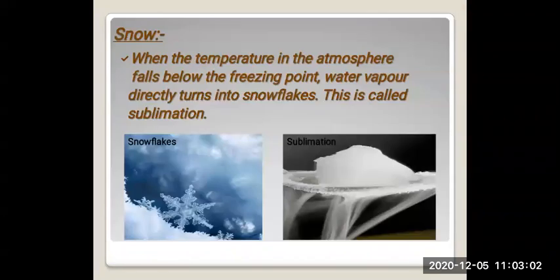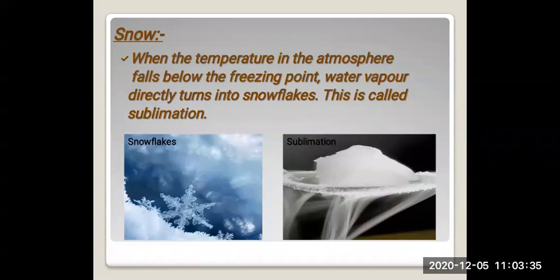Sublimation is a chemical process. When the temperature of the atmosphere falls below the freezing point, the water vapor turns to snowflakes. This is called sublimation. It is a chemical process. Next, what is the example of sublimation? Just remember the refrigerator ice cube, it is the example of sublimation.